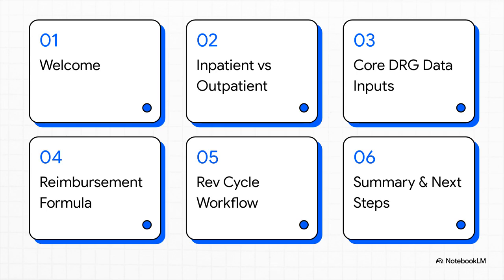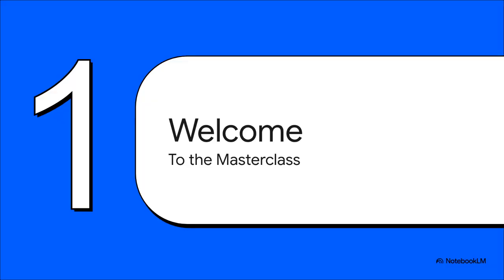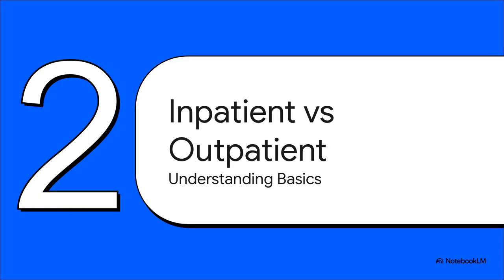Okay, let's look at the foundational pillars we'll be conquering today. We'll do a quick welcome to the masterclass, cover inpatient versus outpatient basics, look at core DRG data inputs, break down the reimbursement formula, map out the inpatient revenue cycle workflow, and finally, do a summary and next steps. All right, Section 1, welcome to the masterclass. Moving right along to Section 2, inpatient versus outpatient basics.